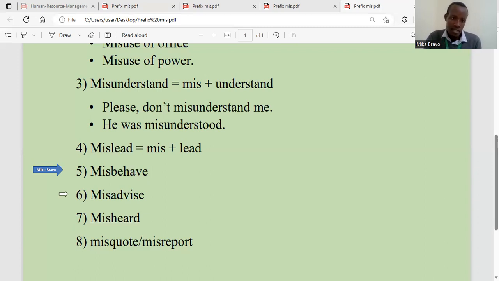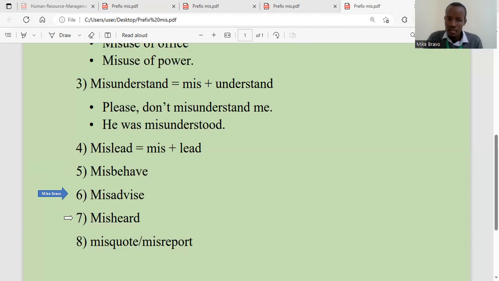Then we have the word misadvise, to misadvise someone. So we have the prefix mis plus the verb advise, which means to give someone wrong advice. It's more or less the same thing as misleading someone. So to give someone wrong advice that is going maybe to land this person in trouble.